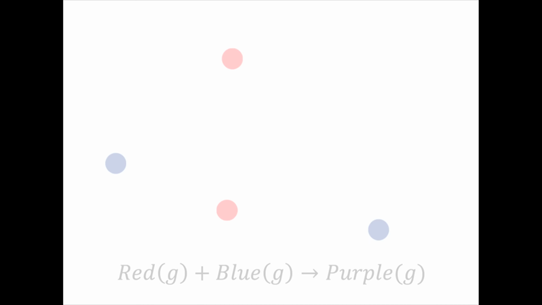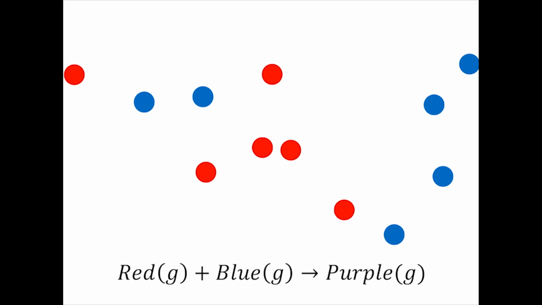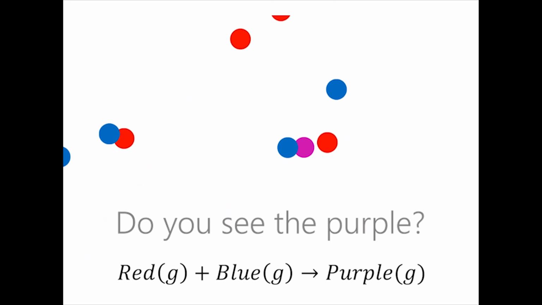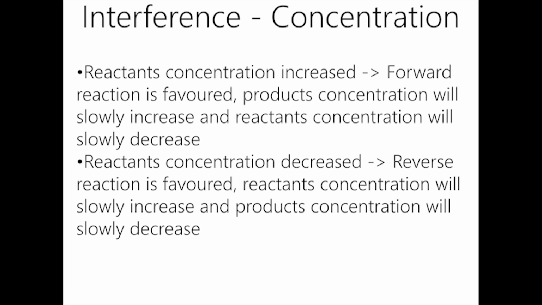When the concentration is increased, at the molecular level there are more particles to collide together, meaning it's more likely for a reaction to occur. So therefore, if the concentration of reactants is increased, the forward reaction will be favoured, and the concentration of reactants will slowly lower as the reaction approaches dynamic equilibrium.